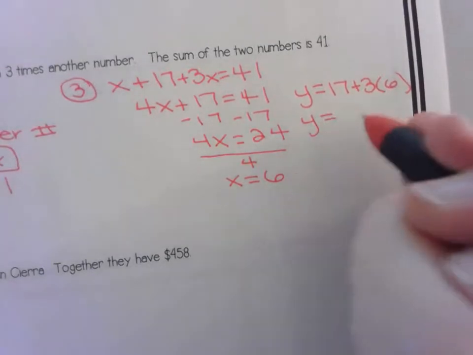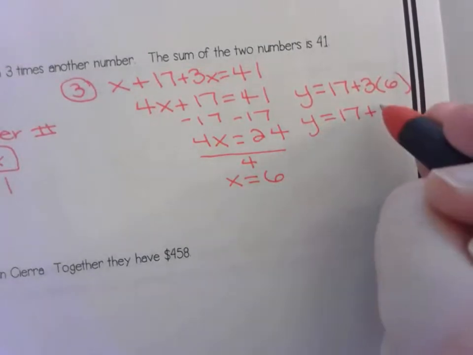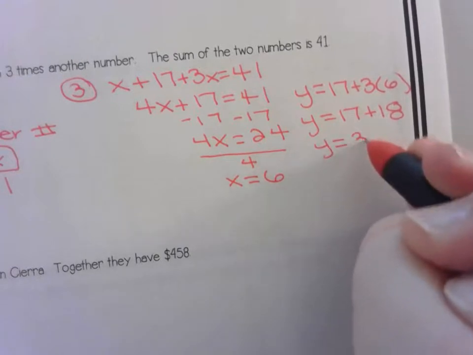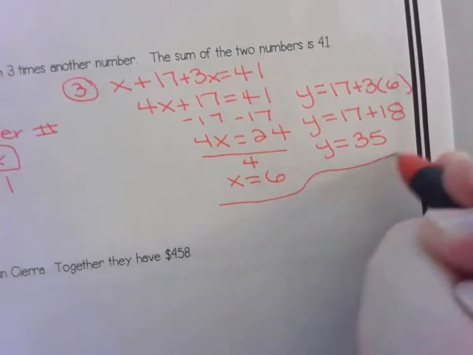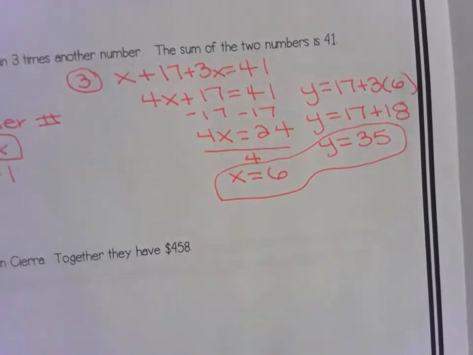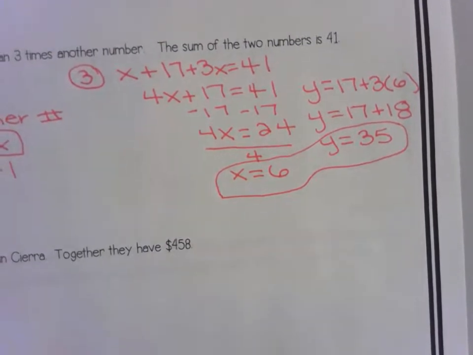3 times 6, and then 17 plus 18. So my two numbers are 6 and 35. They add to give me 41, and 35 is 17 more than 3 times 6. You can plug both those numbers into the equations. They look correct. Yep. Any questions on that?